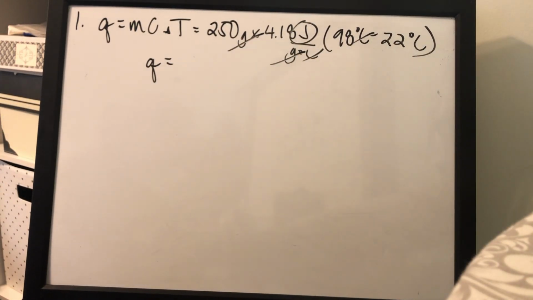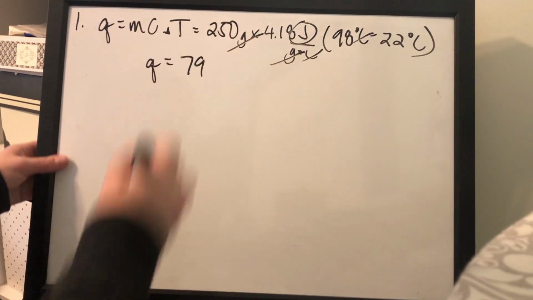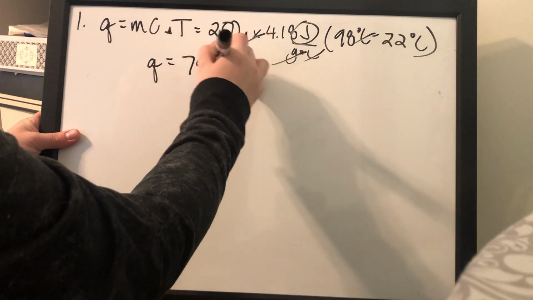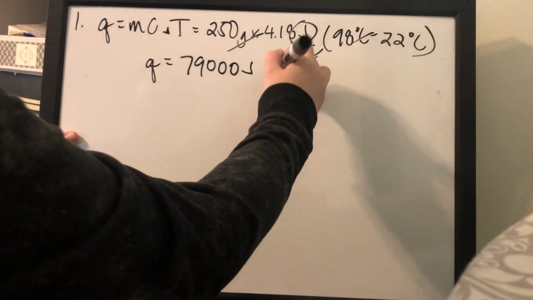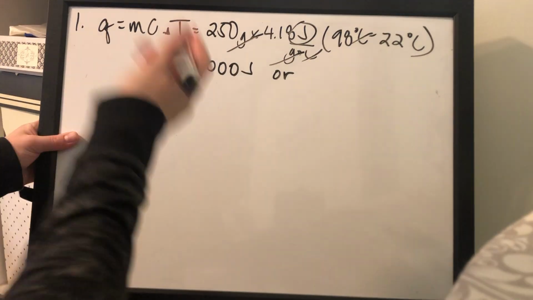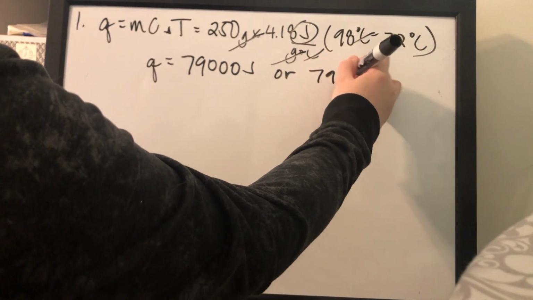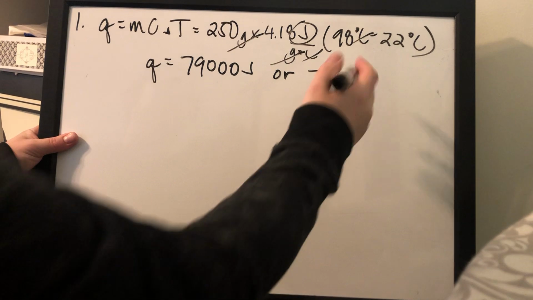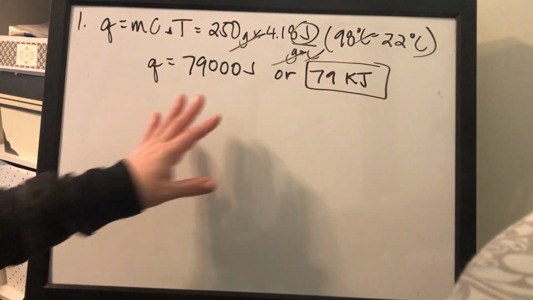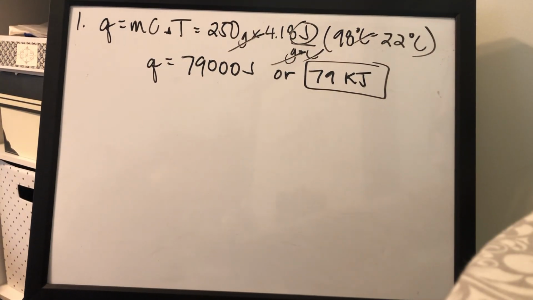Round to 2 sig figs. The answer comes out in joules. 79,000. But you know as well as I do that we often work in kilojoules because they're just easier to deal with. Although this answer is not wrong, it's just easier to write 79 instead of 79,000. It's positive, which should tell you that heat had to go in, and that makes perfect sense. Heat has to go in to raise water's temperature. So that was the first application of MC delta T.